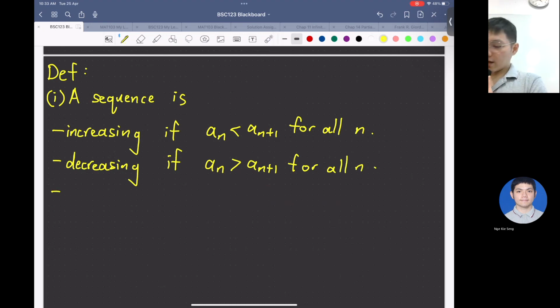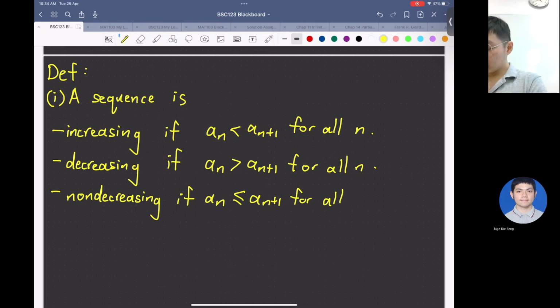And then we also have the idea of non-decreasing and non-increasing. Non-decreasing if a_n is less than or equal to a_(n+1) for all n, so you can have equal or increase. Non-increasing means either you decrease or you can have equal at some stage.